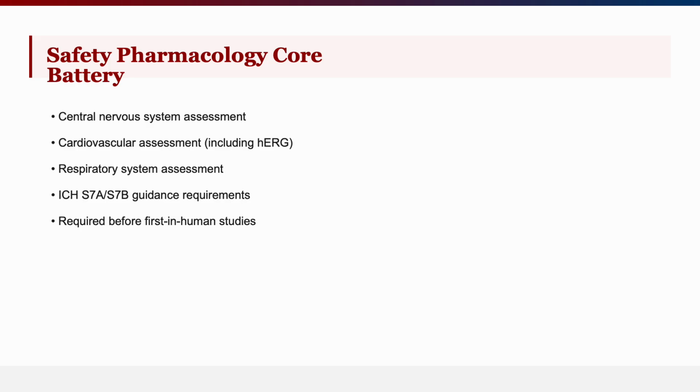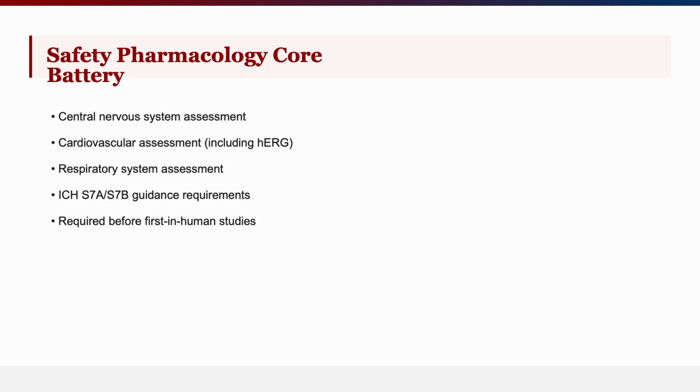The Safety Pharmacology Core Battery follows ICH S7A and S7B guidelines and should be completed before first-in-human studies. CNS assessment evaluates effects on behavior, coordination, and neurological function. Unexpected sedation or excitation would be concerning.